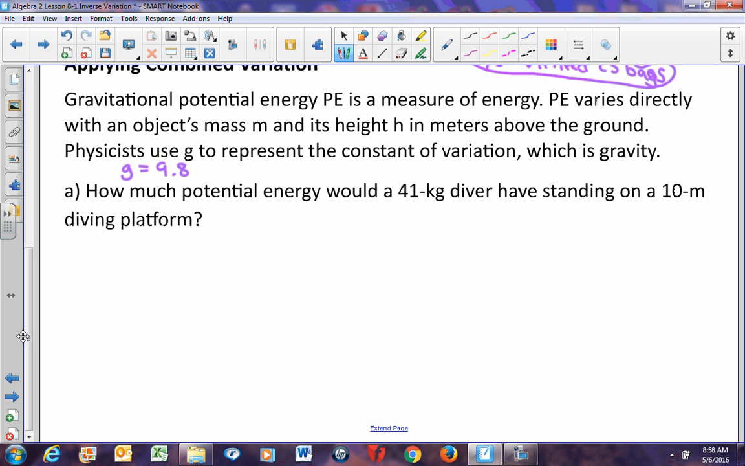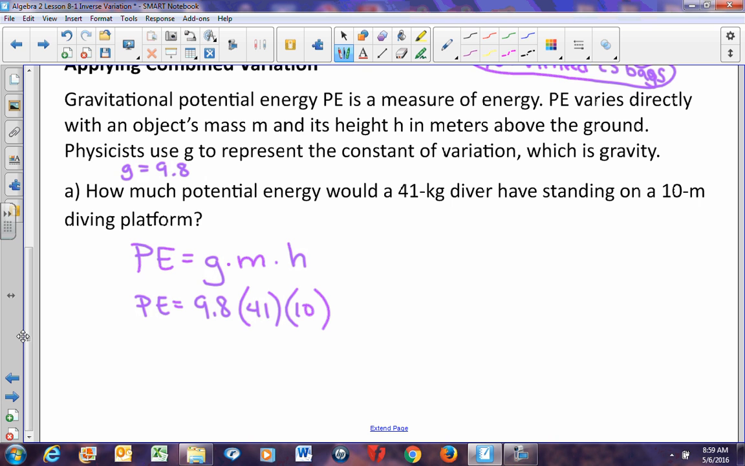So, how much potential energy would a 41 kilogram diver have standing on a 10-meter platform? So, potential energy is going to equal G, which is the gravitational energy. Okay, constant variation is G, times, in this case, the object's mass and his height, because it varies directly, so it's all multiplied together. It's joint variation all multiplied together. So the potential energy will equal the constant of gravity, which is 9.8, times the mass of my diver, which is 41 kilograms, times the height he is above the ground, which is 10 meters.